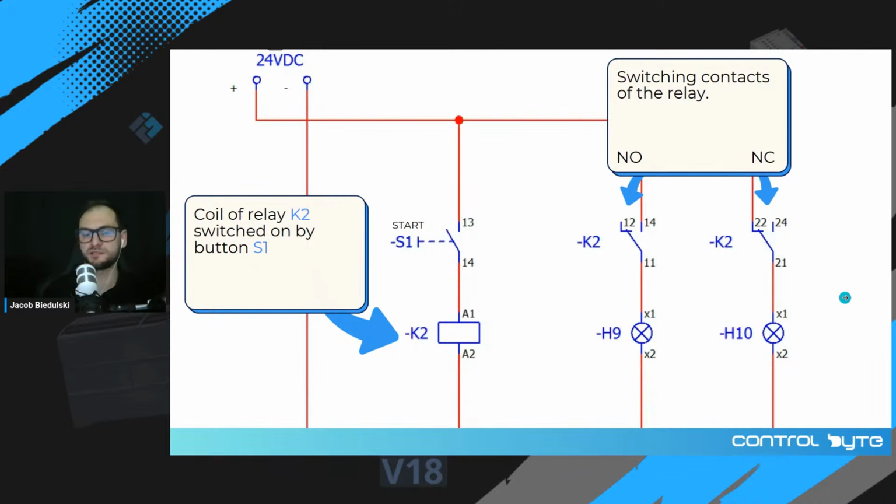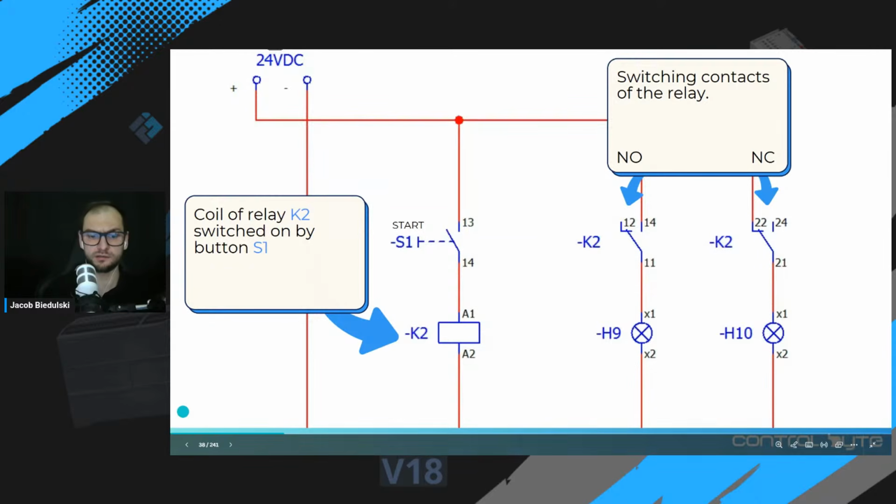Here you can see a simple diagram with coils. We have a start button, and the button switches the lamps H9, H10 with different contacts. What is important in electrical diagrams is that the contacts can be placed independently of the coil. So on one page you can have a coil, and on another page you will find the NO or NC contacts.